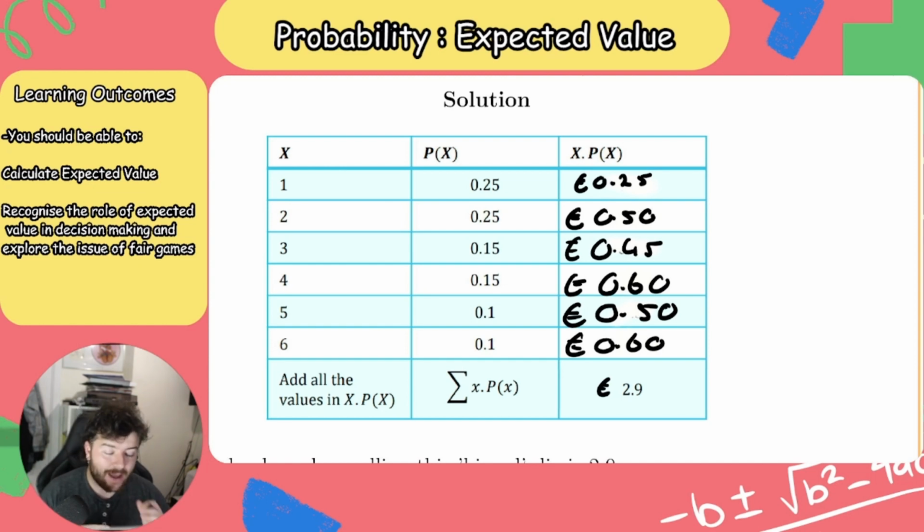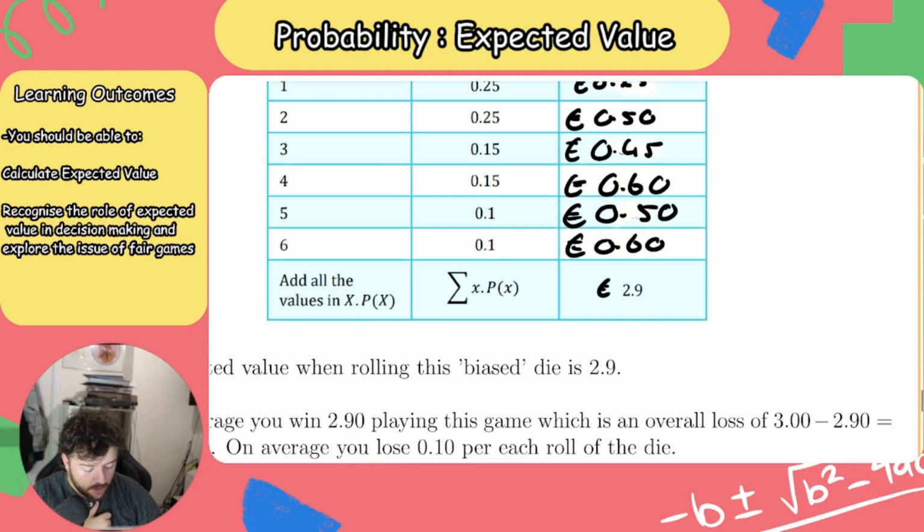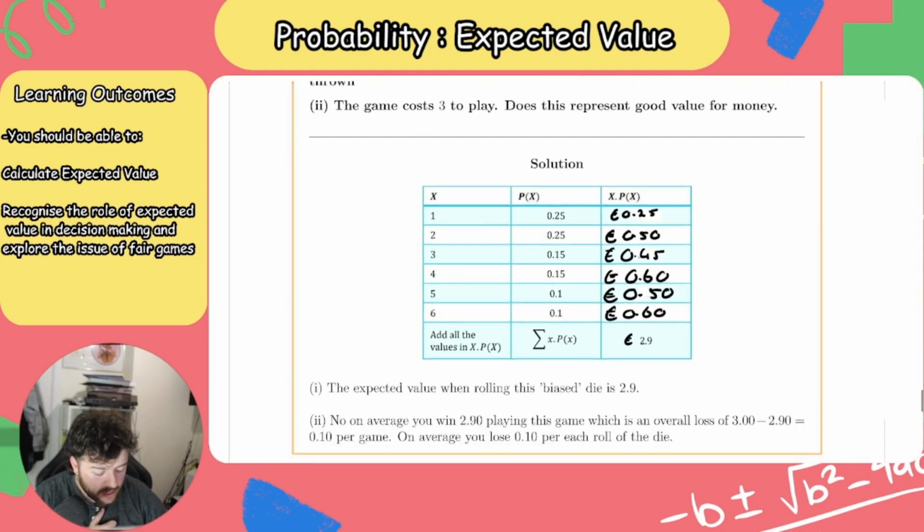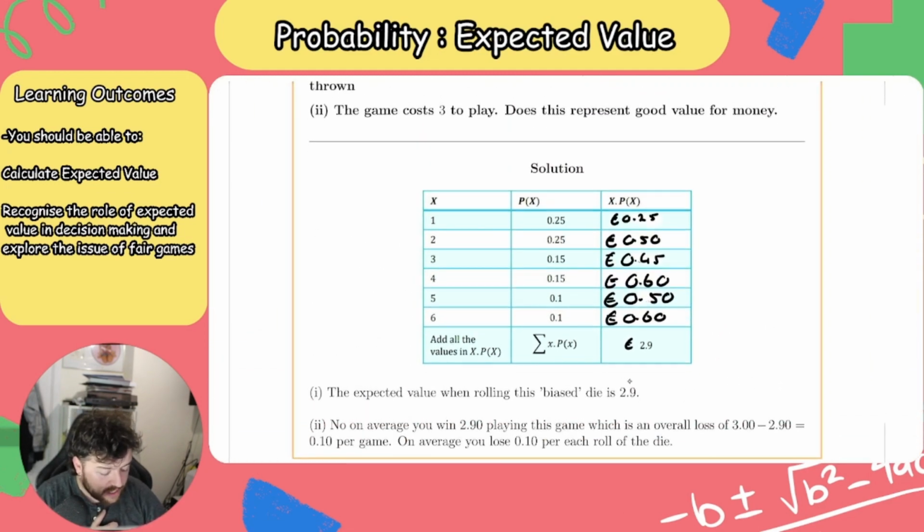Now, your expected value does not have to be one of the actual outcomes. The expected value is just like the mean value of the outcomes when you do it an infinite amount of times. So the expected value of this biased dice is 2.9.